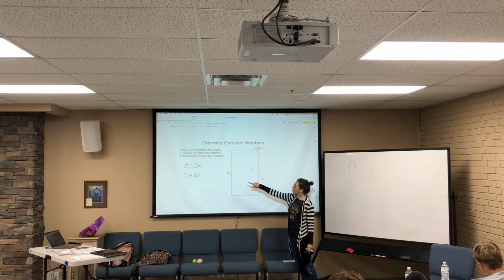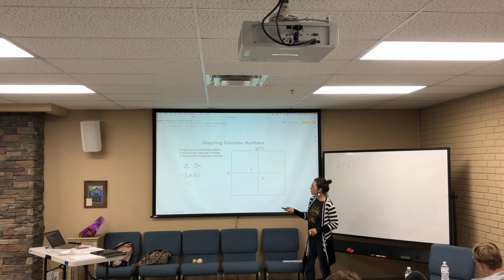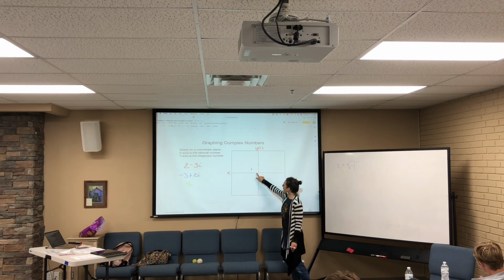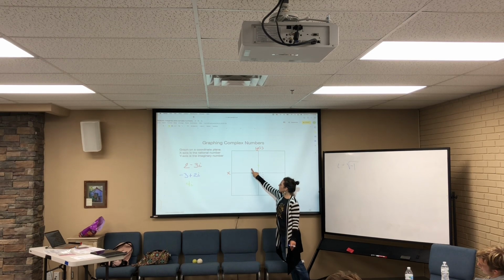Okay. For the blue one, I have -3 in my real and +2i for imaginary. So I would go -3, 1, 2, 3, negative, and then +2 for my imaginary. Any questions on that one?